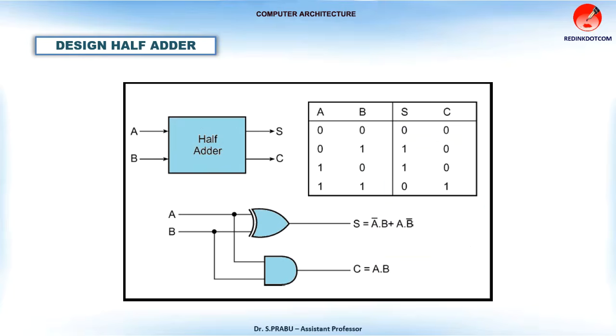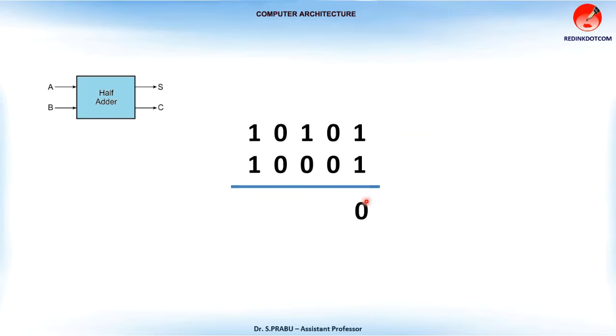If we add two binary numbers, 1 plus 1 is 10, 0 is written here and the carry is written here. Here we can add three numbers, but the half adder contains only two inputs. So this circuit is not sufficient for adding two binary numbers. It is only for single bit addition. But in real time, binary numbers contain a combination of zeros and ones. These circuits only do the partial addition. That's why it is called half adder.